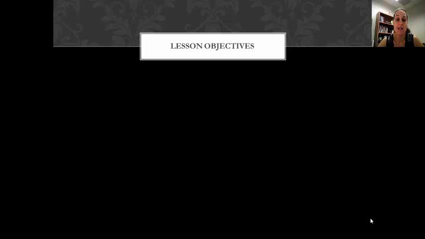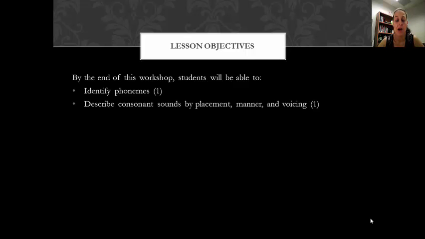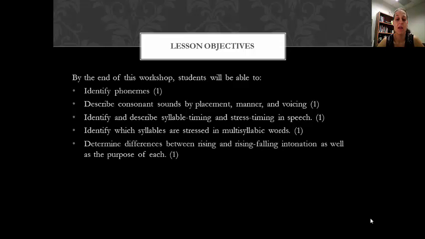So before we get started, let's go over the lesson objectives. Hopefully by the end of this workshop you will be able to identify phonemes and describe consonant sounds based on placement, manner, and voicing. Also identify and describe syllable timing versus stress timing in the English language learner's speech. Identify which syllables are stressed in words that have more than one syllable. Determine the difference between rising and rising-falling intonations, and also give an example of each.